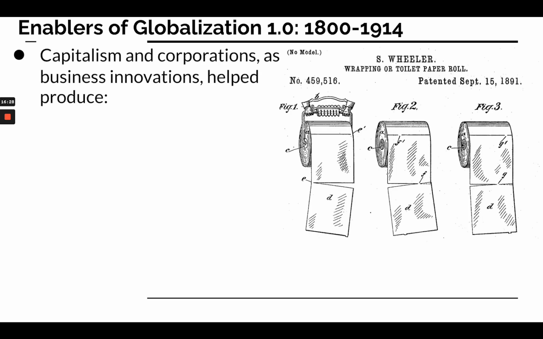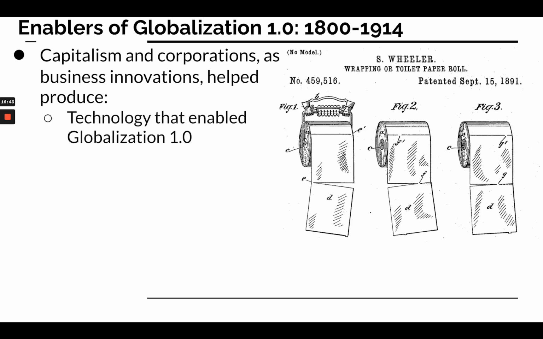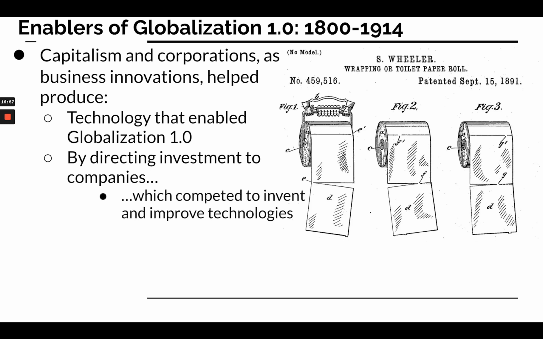And that idea of wealth creation, capital creation, and growth is important because capitalism and corporations, our two business innovations, helped produce the technology, right? The second enabler we're going to consider today. Again, the technology that made Globalization 1.0 possible. And it did this by steering investment towards companies that competed to be innovative, right, in terms of technology. They wanted to invent new technologies, improve existing technologies, right? And they did this not because they necessarily wanted to improve the lives of people and make the world a better place, although certainly some inventors were also motivated by that.